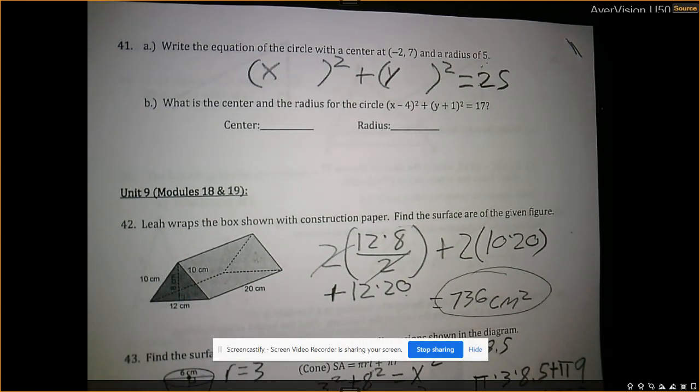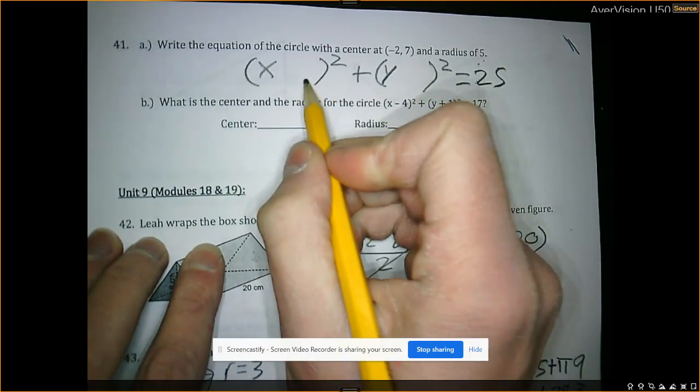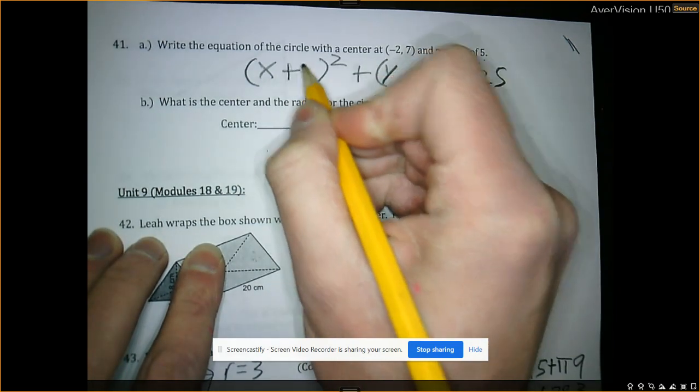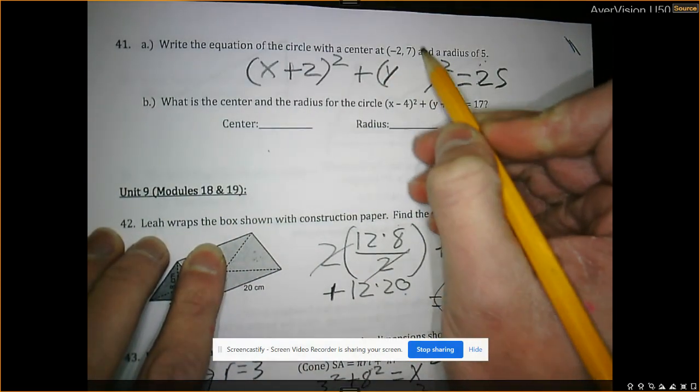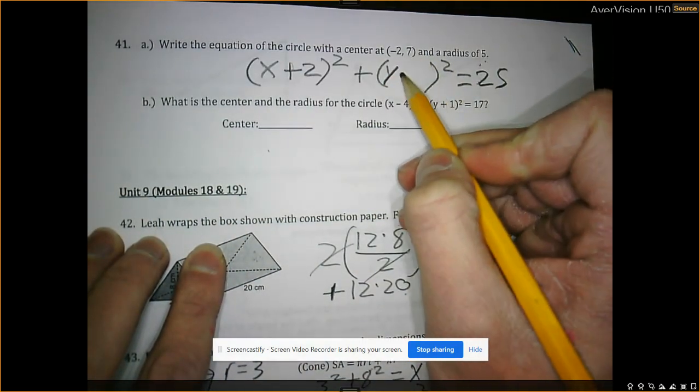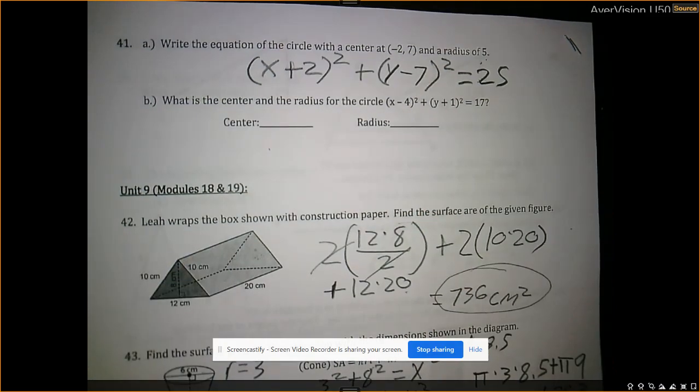Okay. Center, my x value of my center is -2. So what am I putting here? +2. Good. Opposite of -2 is +2. Perfect. And then if I have a y value of 7, opposite of +7 is -7. So I put a -7. That's my equation of the circle.